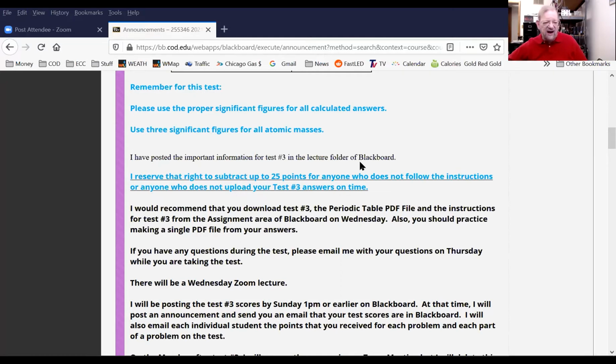Now, I reserve the right to subtract up to 25 points from anyone who does not follow instructions or does not upload your tests on time, unless you have some really good excuse that you let me know beforehand. I'll have like test 1 and 2. There'll be the test file. There'll be 2 versions probably, and a periodic table and my instructions in case you need it. And if you have any questions during the test, I'll be checking my emails, so email me.